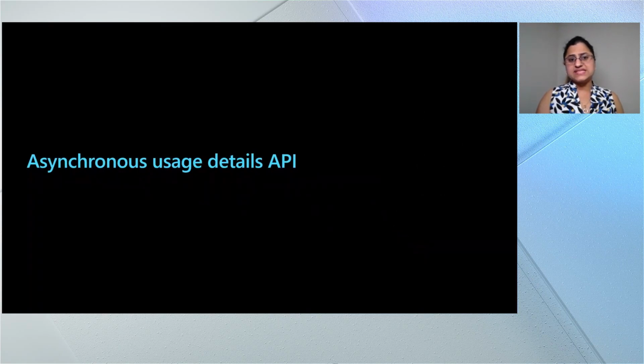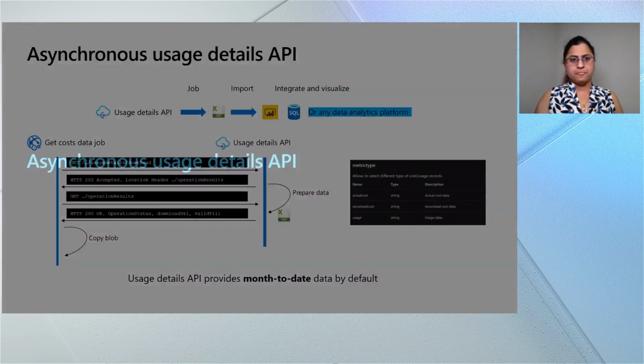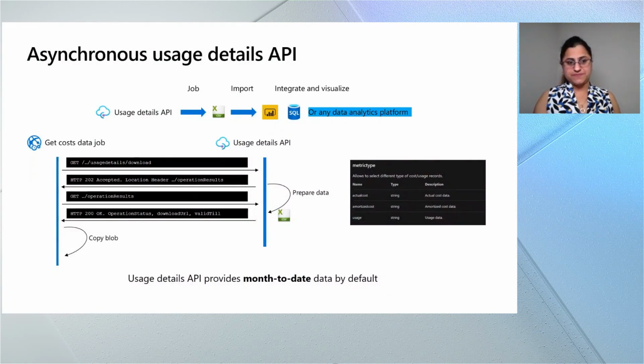Let me talk about the async usage details API in more depth. This API works in two steps. The first step is to get the polling URL. When you hit the usage details/download at a certain scope, it returns with a 202 accepted and a polling URL is returned. The next step is to poll the polling URL until the data is ready to be downloaded. You will receive a download URL as well as until what time the data would be valid so that you can download the data.